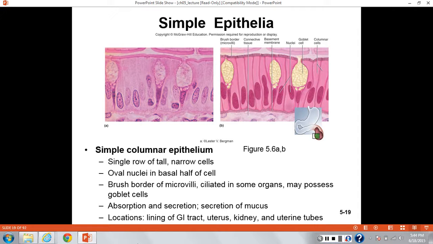Again, as we look at the simple cuboidal epithelial cells, we find them in the renal system, the tubular system, the bronchioles, the liver, and the thyroid gland.